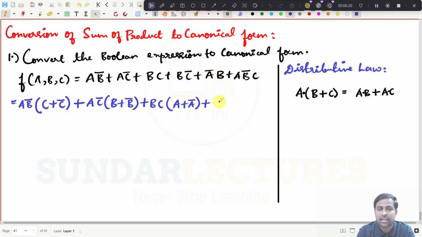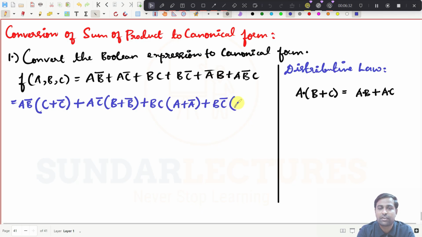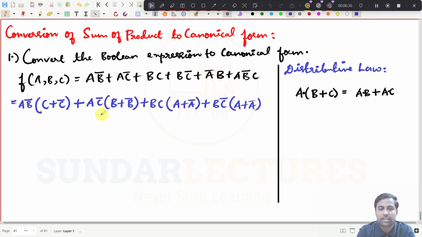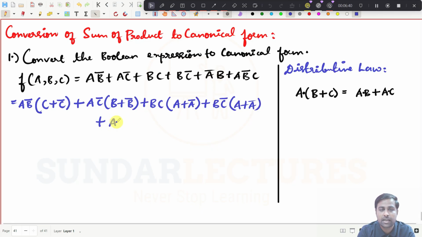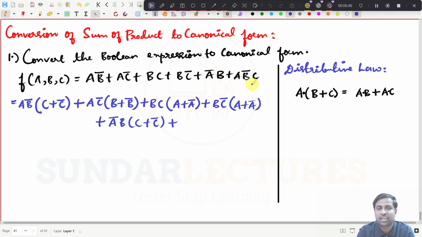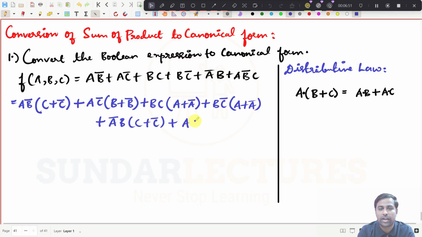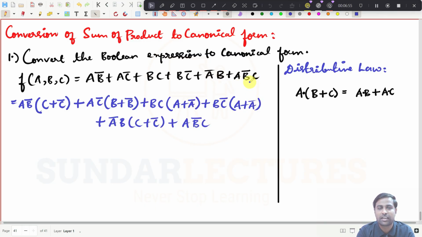And then plus again here, b c bar we have, and we don't have a, right? So a plus a bar, likewise. And you take this expression plus this expression, you don't have c, so you take this as a bar b plus c bar, and plus you just keep this one as it is. You don't need to do anything with this because it is already in the canonical form. Alright, all the three terms are there.